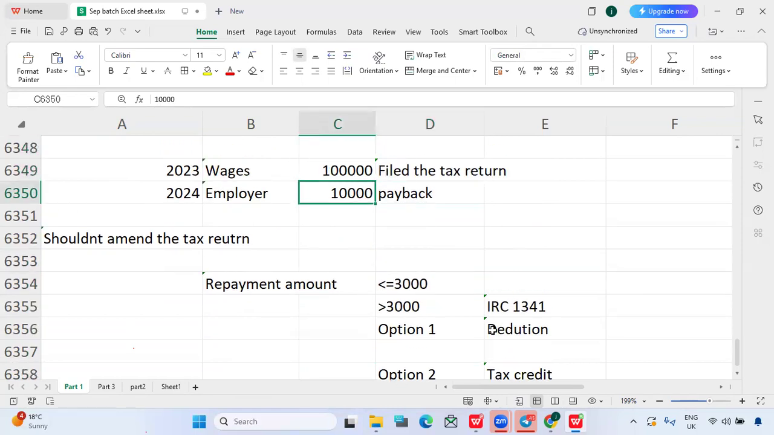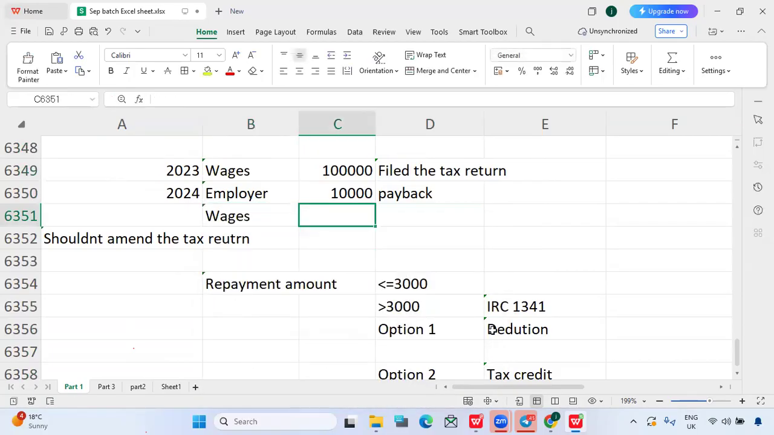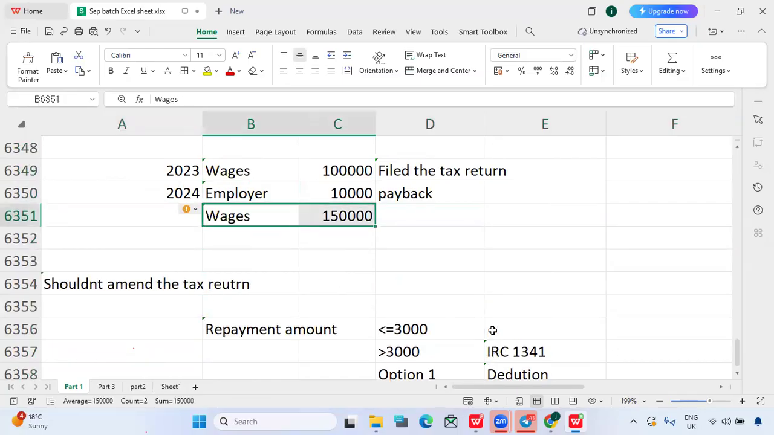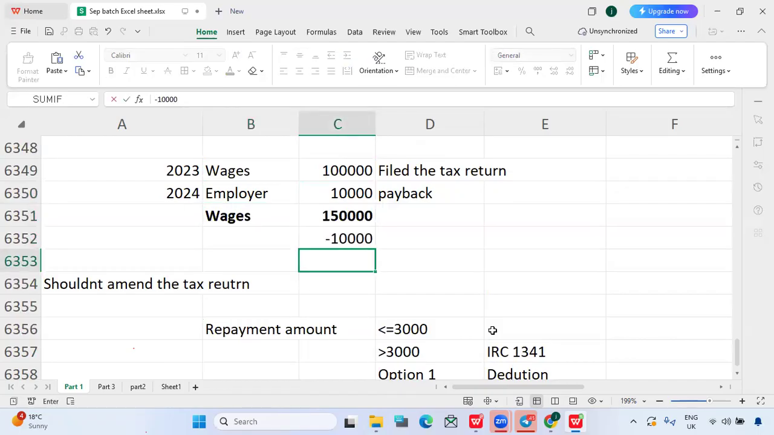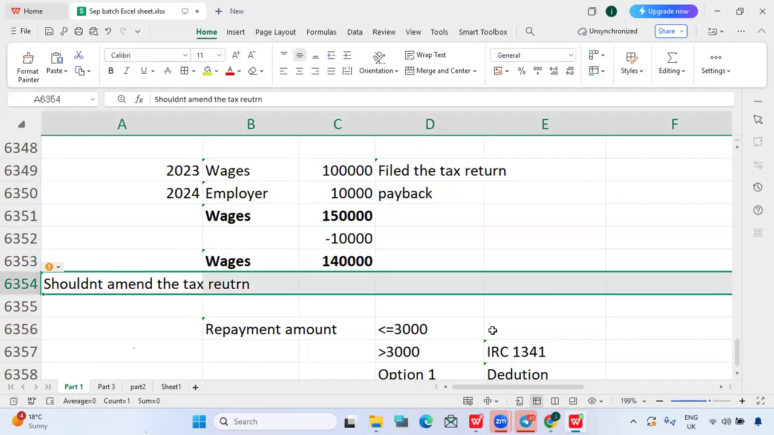Let's say in 2024 we have income which is wages of $150,000. So how much can we show as wages? Current year wages are 150 and you're paying back $10,000, so you can reduce this $10,000 from total wages. So your wages will be 150 minus 10, which is $140,000. Guys, getting this point? This is option one.